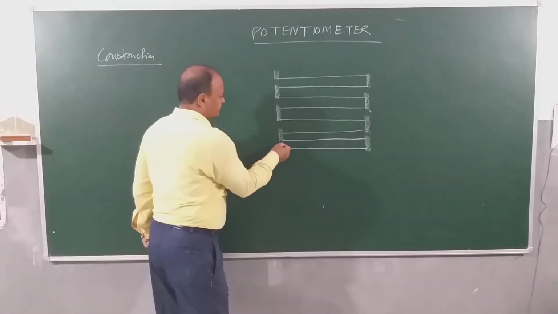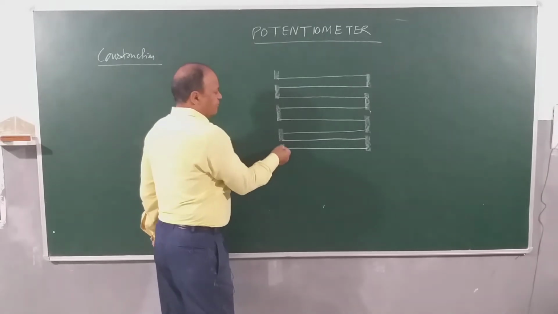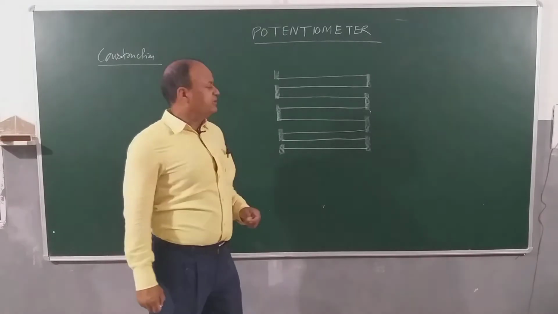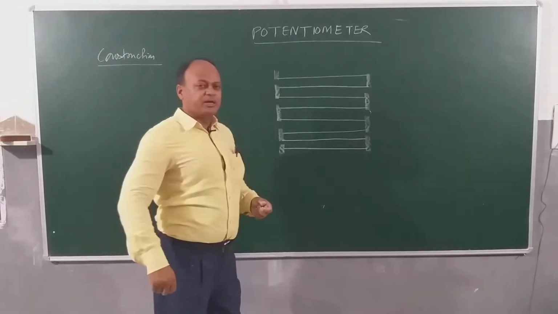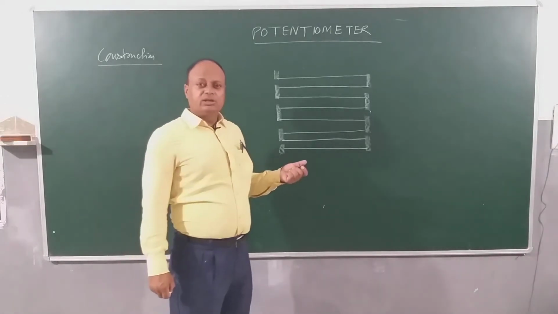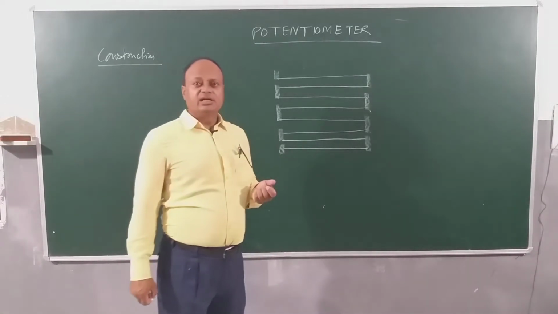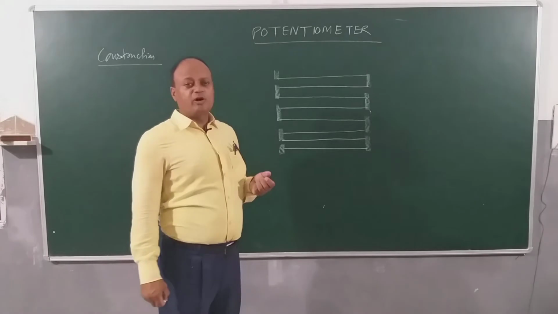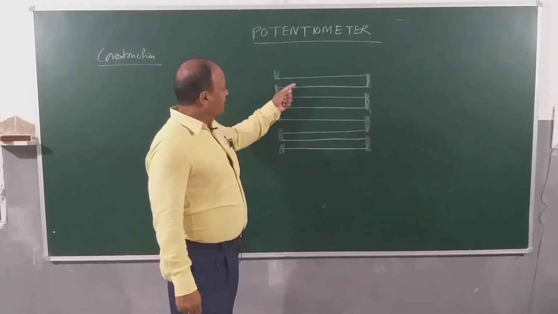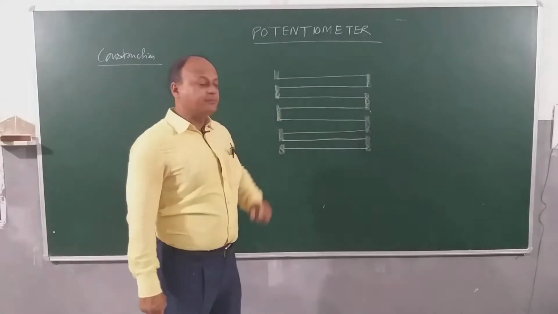So you can ask, why are we connecting so many copper wires? The answer is, these wires are made up of constantan or manganin. These alloys, as you know, have high resistivity, and they also have a small value for temperature coefficient of resistance. They have uniform cross section, and length of each wire is 1 meter.